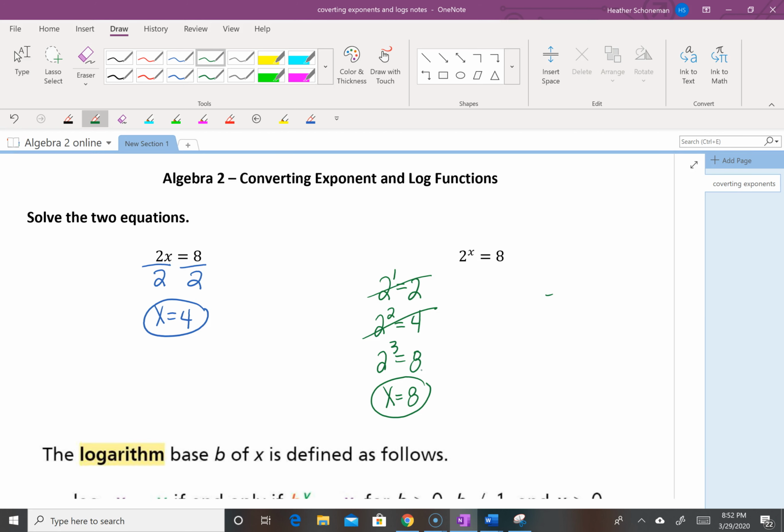So what we do is the inverse function of an exponent is a log. And we would write this as log, and if we were looking at this part of the equation, the 2 is the base and the x is the exponent, right? So we'd say log base 2, and then the x and the 8 switch places, of 8 equals x. So the way we say this is log base 2 of 8 equals x.